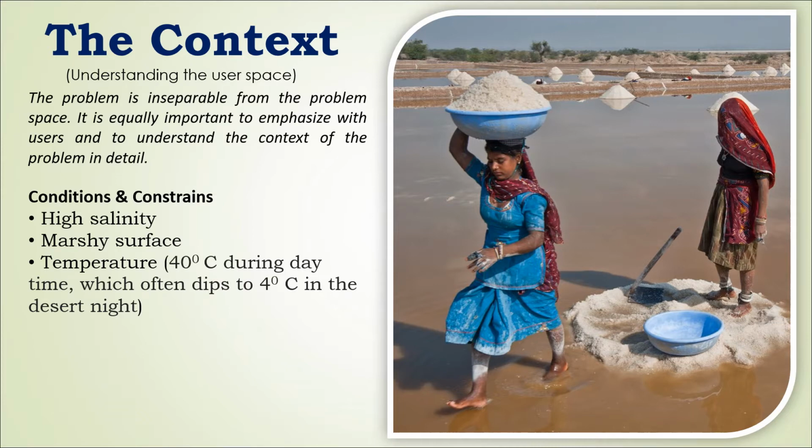Here we are going to list down conditions and constraints that we should keep in mind while designing a tool to solve our problem. Notable conditions are high salinity, marshy surface, and very high and very low temperature. The temperature can go up to 40 degrees Celsius during the daytime and can be as low as 4 degrees Celsius at night.